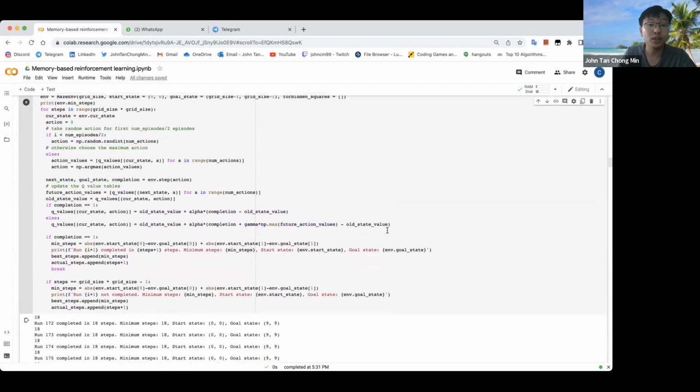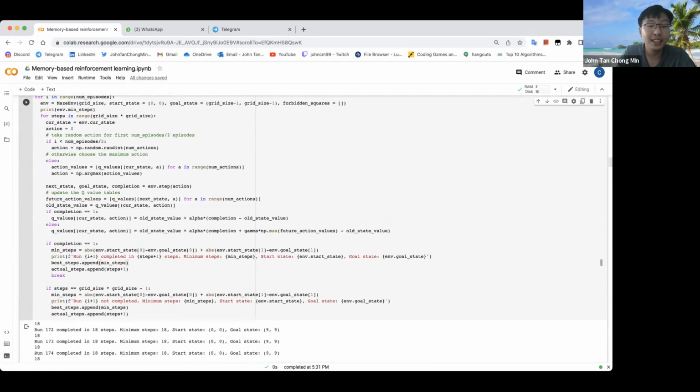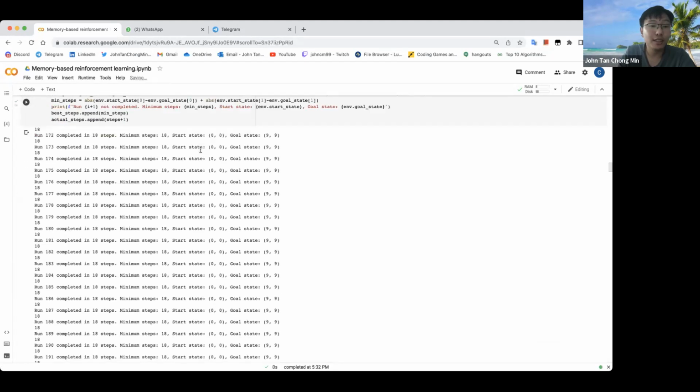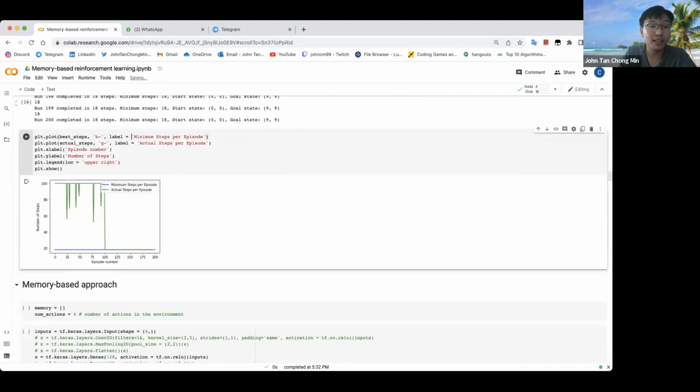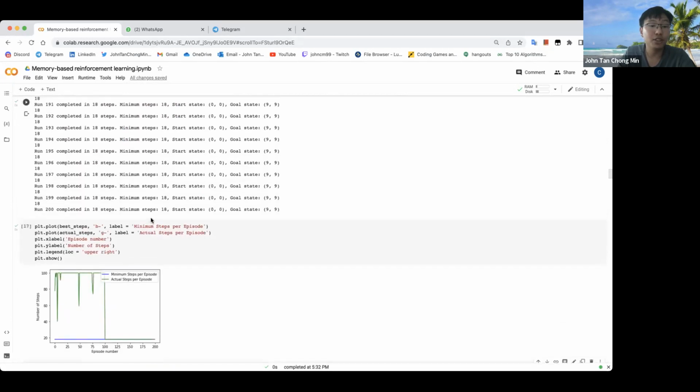So I coded this out a few hours ago. I'm very familiar with coding this. I coded this a lot of times. So basically this is how the Q learning looks like, and it gives you a graph like that. If you see it train for 100 episodes, then it can converge.